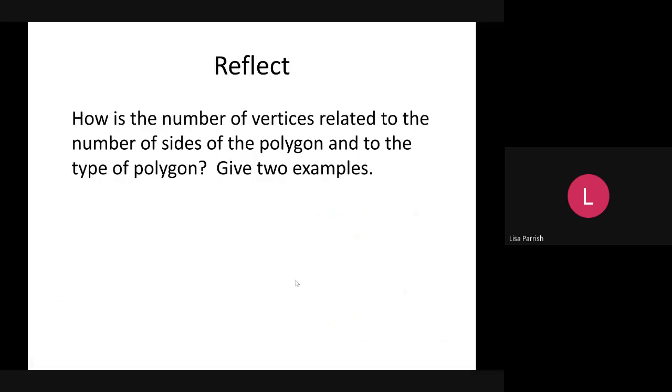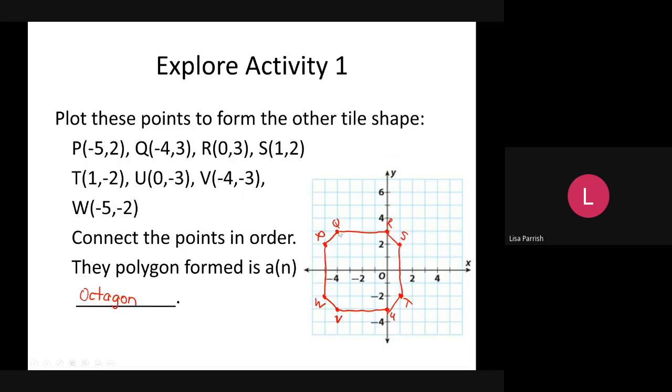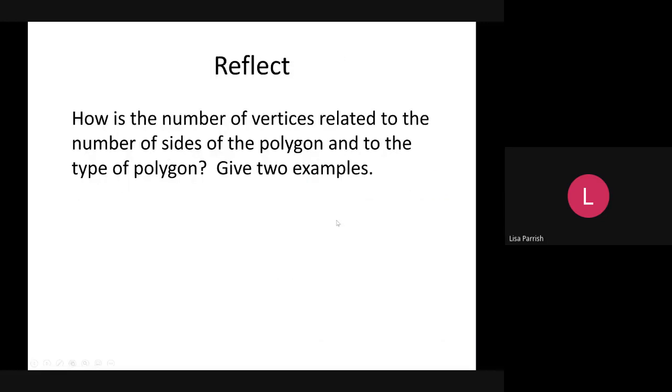Now, our reflect question says, how is the number of vertices related to the number of sides on the polygon? Give 2 examples. So look back to what we did here. The square has 4 vertices and it also has 4 sides. The octagon has, remember the vertices or the vertex points are your corners, 1, 2, 3, 4, 5, 6, 7, 8 points, and it also has 8 sides. So how is the number of vertices related to the number of sides? They are the same, okay?